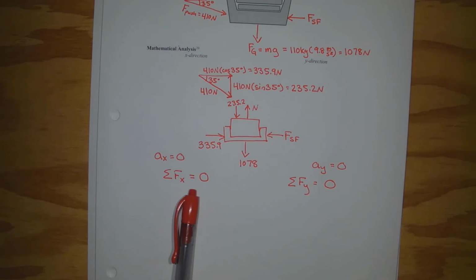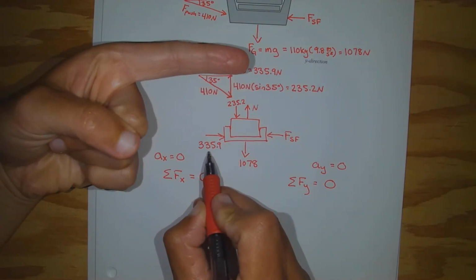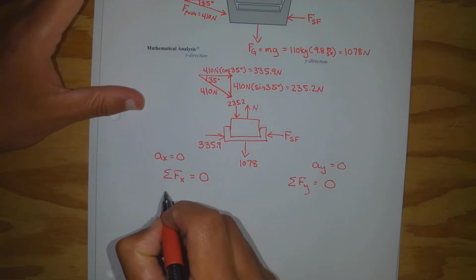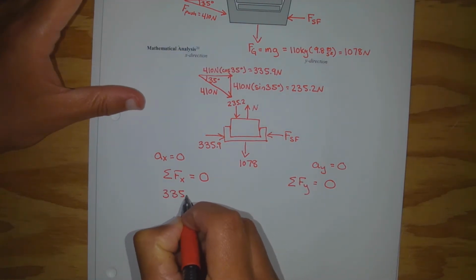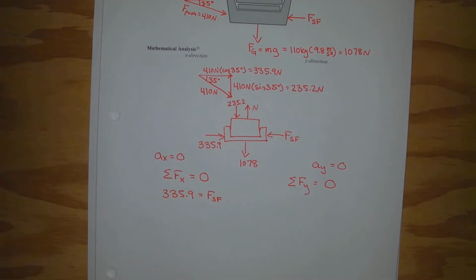If the sum of the forces in the x direction is equal to 0, that means the leftward forces have to be equal to the rightward forces. So if you say this way is positive, then you have positive 335.9 minus the force of static friction is equal to 0, or you can just say 335.9 is equal to the force of static friction.